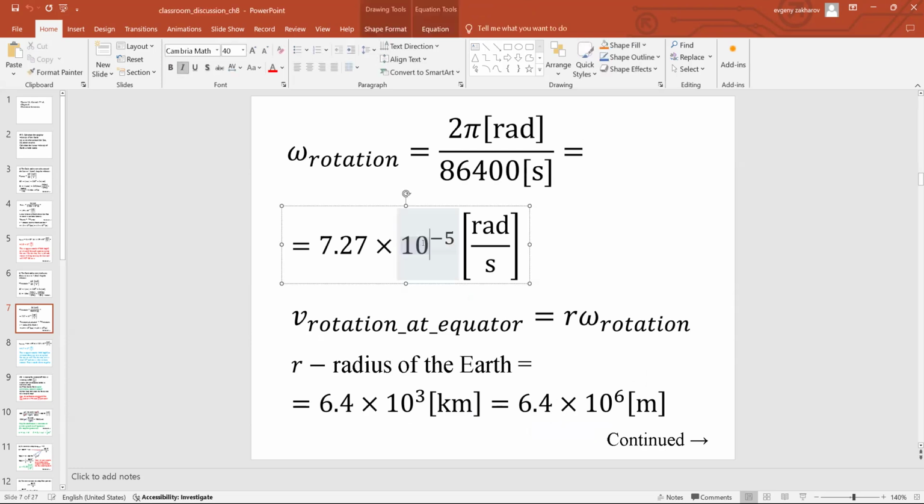Divide those two values, you still get a very small value for angular velocity. It's 10 to the negative fifth. It's 7 divided by 10, 5 times. That's what you have as the result, radians per second.